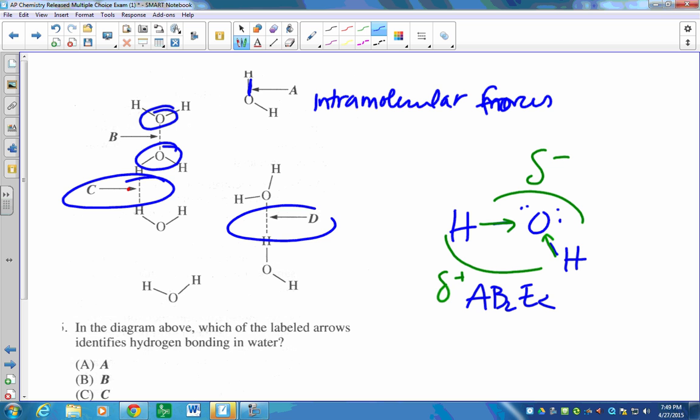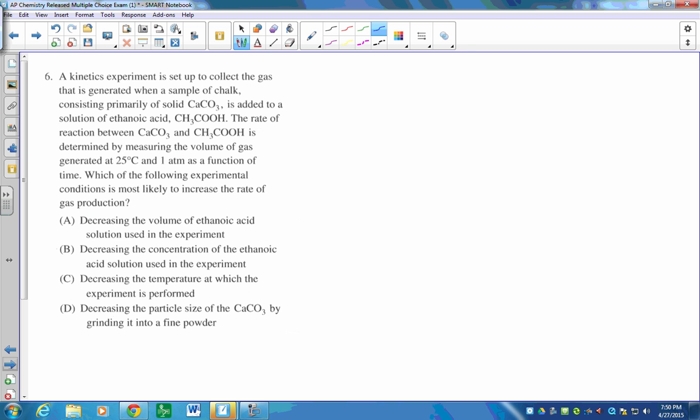The correct answer is D. Why? The negative side of one water molecule is attracted to the positive side of the other. That's what a hydrogen bond is. A hydrogen bond is a special kind of dipole-dipole force that only involves molecules that have hydrogen directly bonded to oxygen, nitrogen, or fluorine. And it's not this bond, it's the intramolecular force between them.